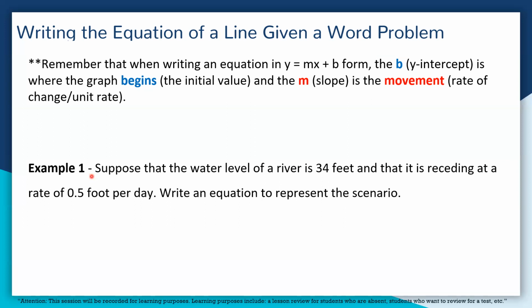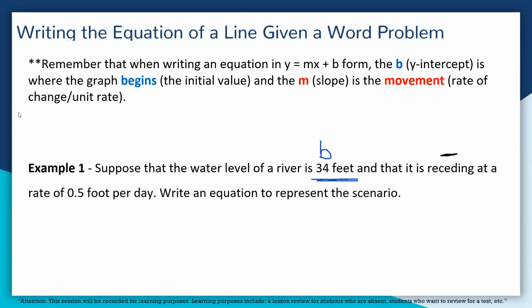So suppose that the water level of a river is 34 feet. That sounds like a starting amount to me. That sounds like an initial value because it's telling us that it is currently at 34 feet. So that is going to be our b, our y-intercept. And it is receding. What does the word receding mean? Increasing or decreasing? Receding means it's decreasing. So I definitely want to make note of that, because that means I'm going to need to have a negative somewhere if it's decreasing. And how much is it decreasing by?